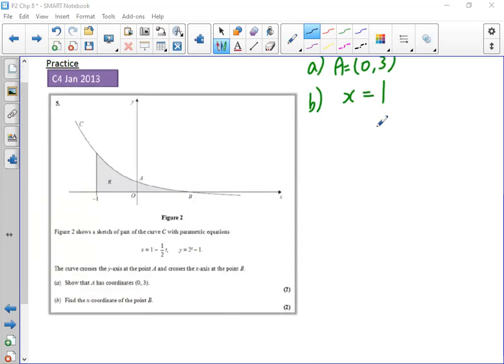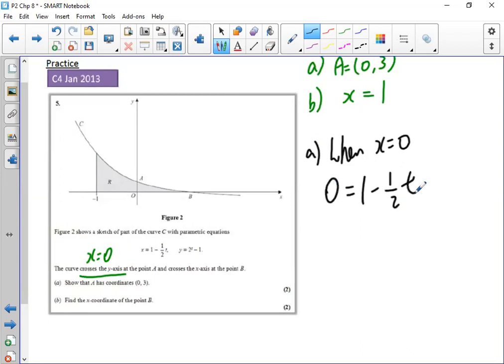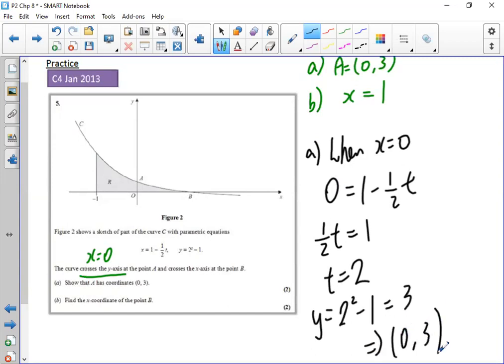Part A. Let's read the question. The curve crosses the y-axis at point A. Crossing the y-axis means x equals 0. So we use the x equation: 0 equals 1 minus a half t. Bringing minus half t over becomes positive. Times by 2, t equals 2. Then I sub into the y equation. y equals 2 to the power of 2 minus 1, which is 3. Therefore, the coordinate is 0, 3.